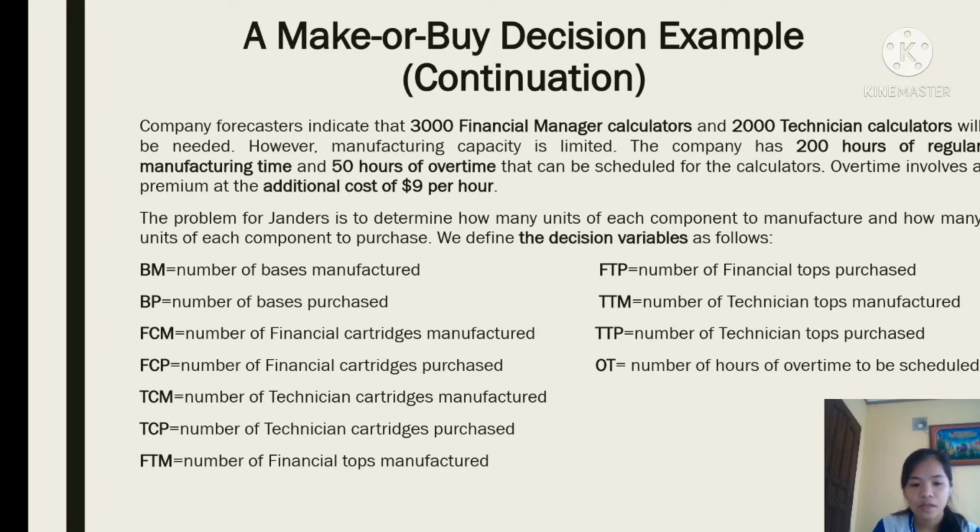FTM equals the number of financial tops manufactured. FTP equals the number of financial tops purchased. TTM equals the number of technician tops manufactured. TTP equals the number of technician tops purchased. OT equals the number of hours of overtime to be scheduled.